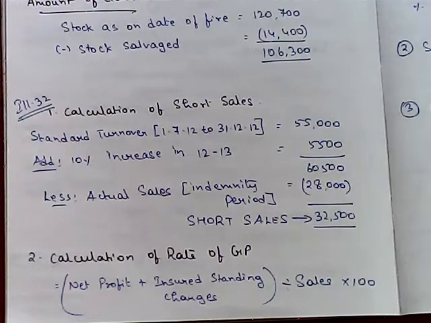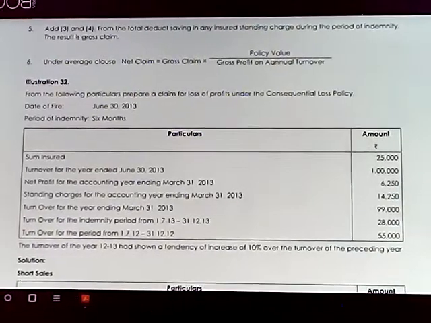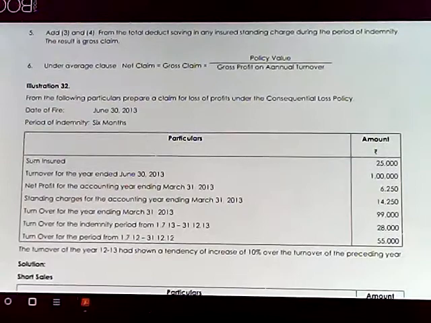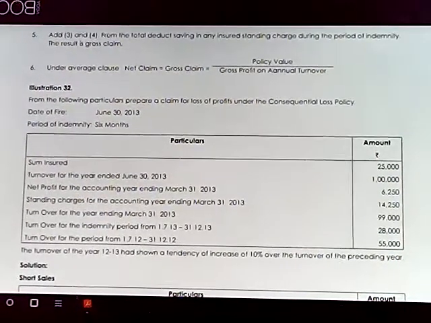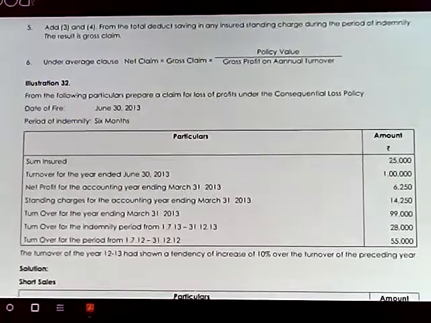Okay, so next we move on to illustration number 32. Before moving on to the solution, let's read the question. From the following particulars, prepare a claim for loss of profit under the consequential loss policy. The date of fire is 30th June 2013. Period of indemnity is 6 months. And sum insured is 25,000.